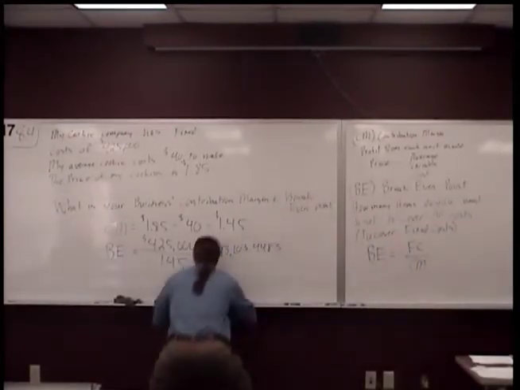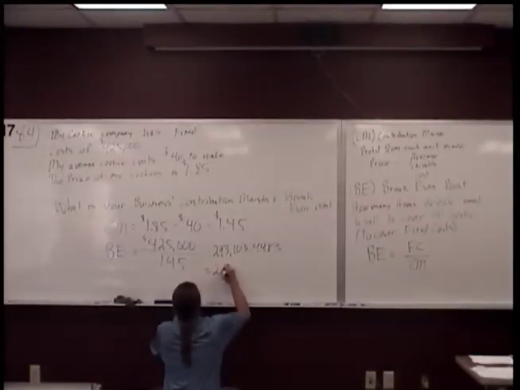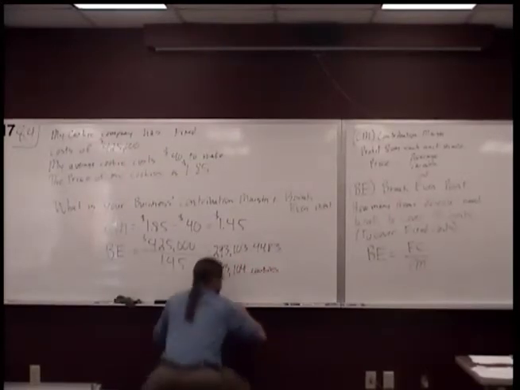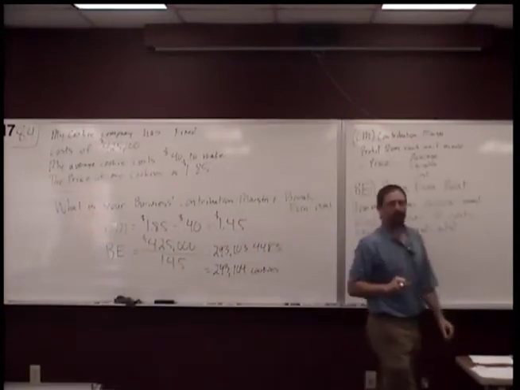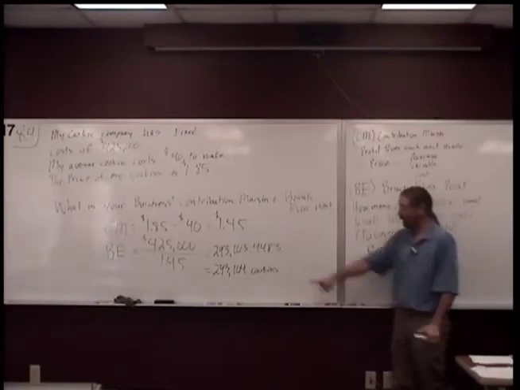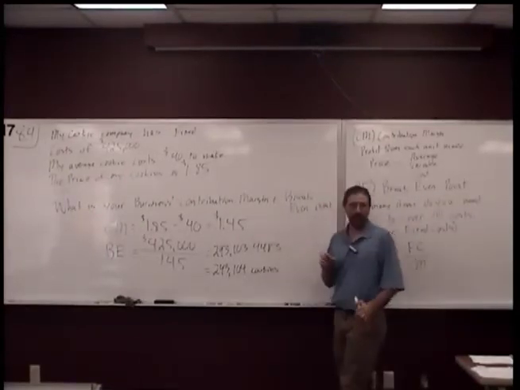So this is 293,104 cookies. Please note that they are cookies, not dollars. If you put a dollar sign there, I will take points off, okay? Because the break-even point represents items, not money. All right?